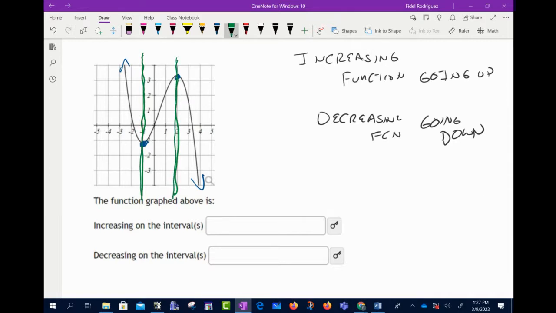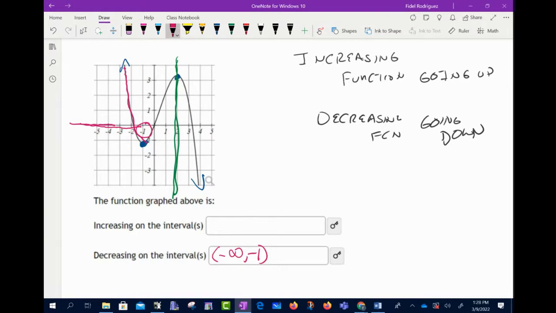So what I want to ask you is, if I were to start from the left and I'm coming in this way, look at my y value. Is my function going up or going down? From negative infinity up until we get to this value right here, the function is decreasing. So we're going from negative infinity to this value here, which was -1. The graph was going down over there.